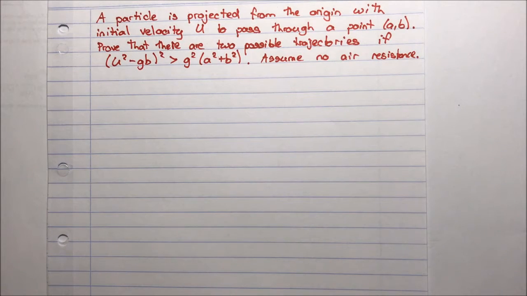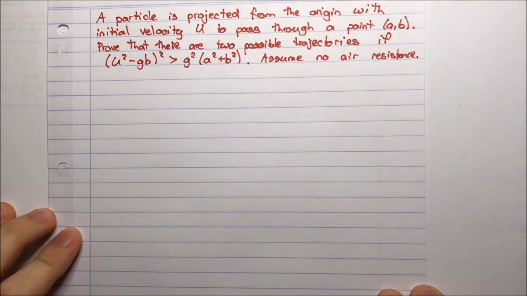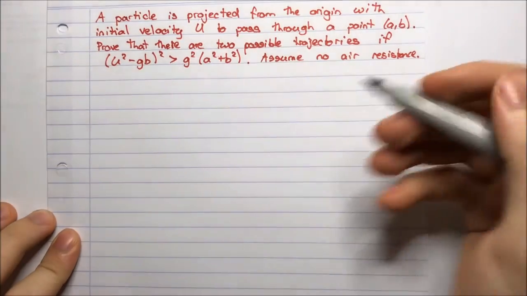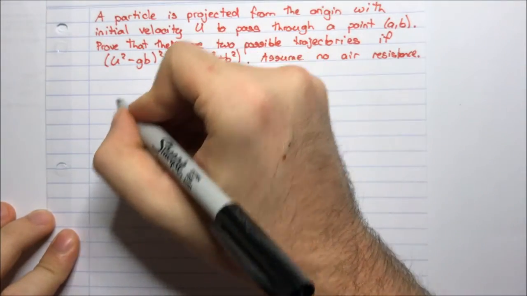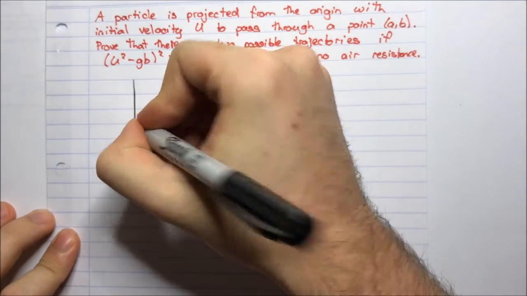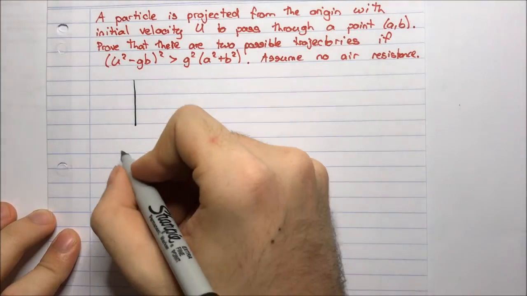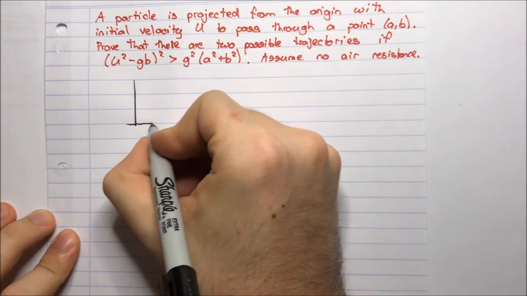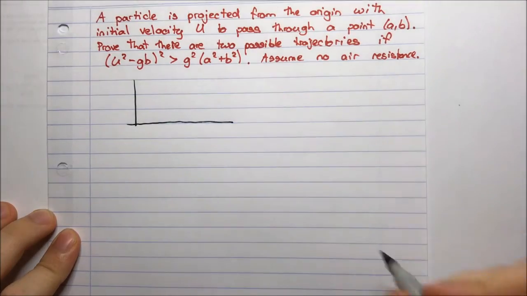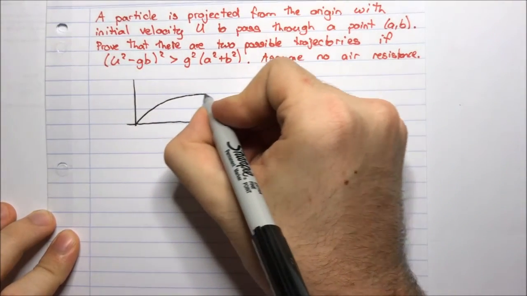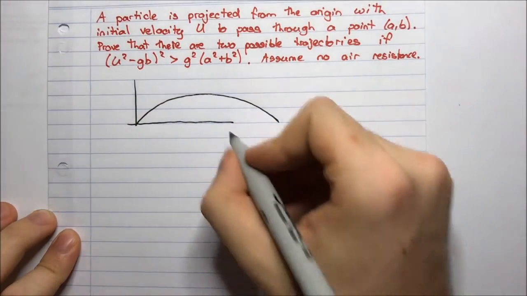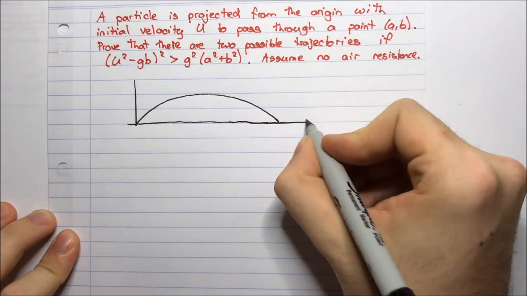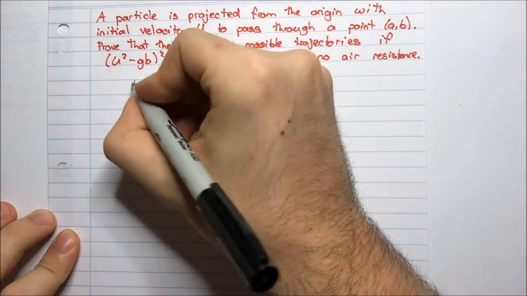Alright, so this question is going to be a bit of a tedious and long question. Let's get started. Now, I have a particle being projected from the origin. This is what it looks like. It's going to be projected like this as a parabola. Let's extend that. So this is my x direction, this is my y direction.